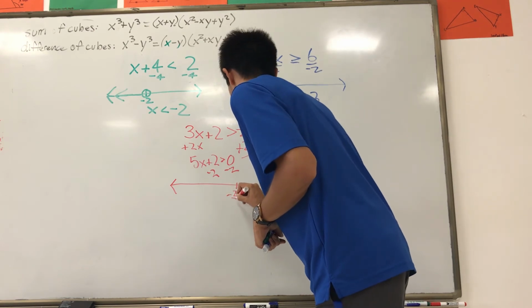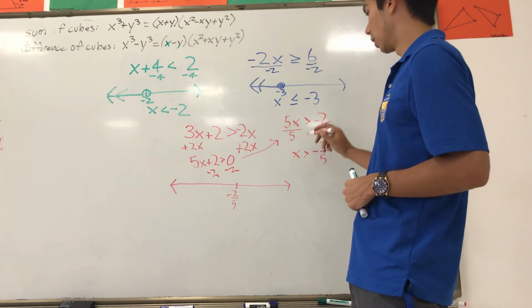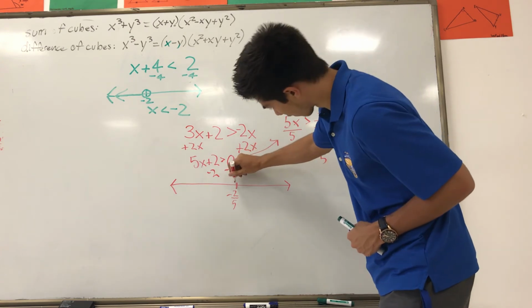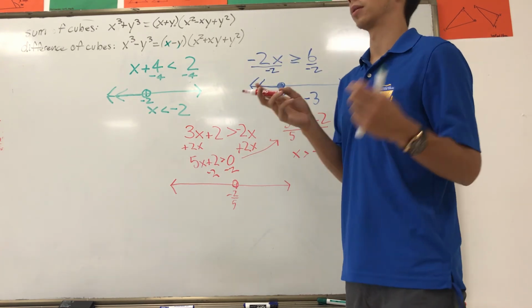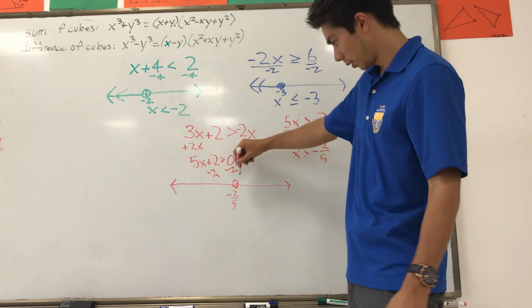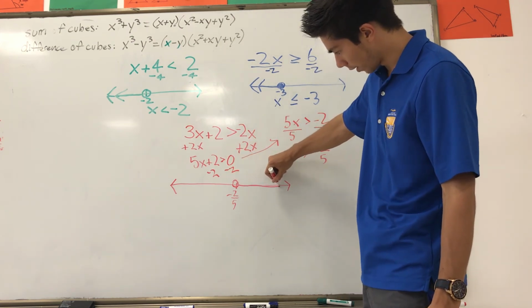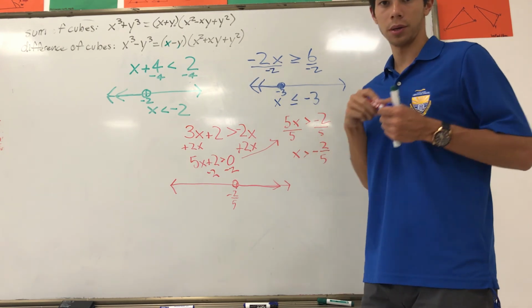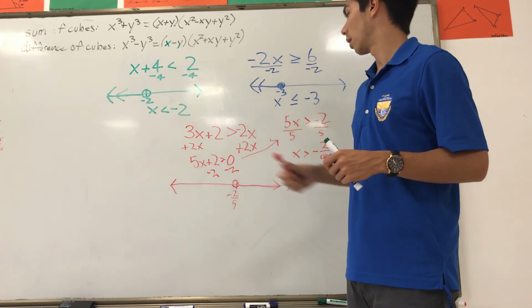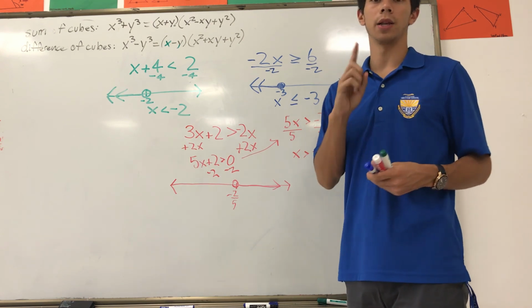But negative 2/5, I know that it's strictly greater than, so I'm going to leave an open circle. And then I know that's greater than negative 2/5, so this is going to be 0, 1, 10, 100, whatever. So we're going to draw this line over here, and that would be how I graph this. So this has been a video on doing multi-step inequalities in one variable.